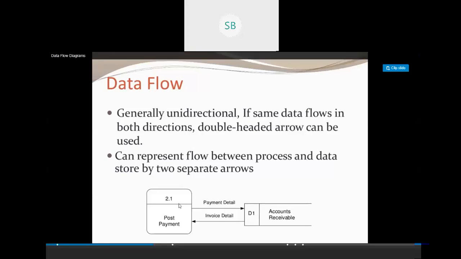So here, from the post payment process, we are providing the payment details. We are entering the details into the table, the data store, and we are getting the invoice, that is the output. So it is also possible that the same data flows in both directions. Suppose from accounts receivable also only payment detail flows, then we can give it bidirectional, that is double-headed. But when we mean unidirectional, from this process post payment, we are inserting the payment detail into the accounts receivable table. We are getting what?